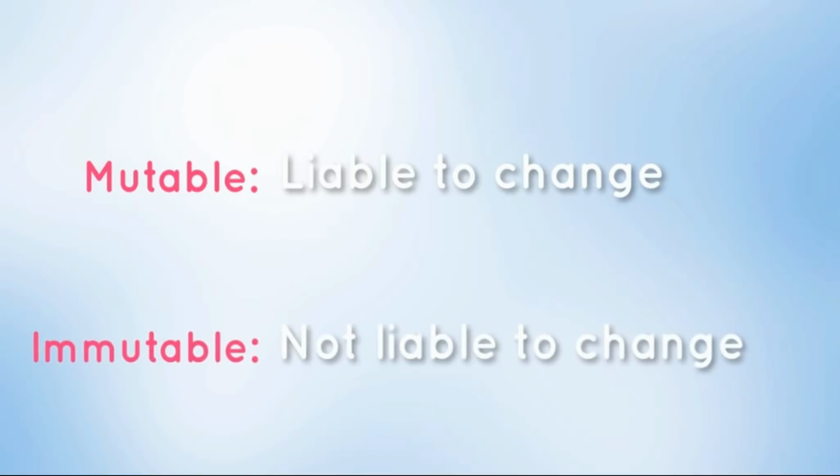Mutable. The Google definition is something that's liable to change, something that's changeable. Well, in this context, mutability refers to whether or not we can change something once it's been created. If an object can be changed, then it's mutable. If an object cannot be changed without creating a completely new object, then that would be considered immutable. This leads us to our next discussion.